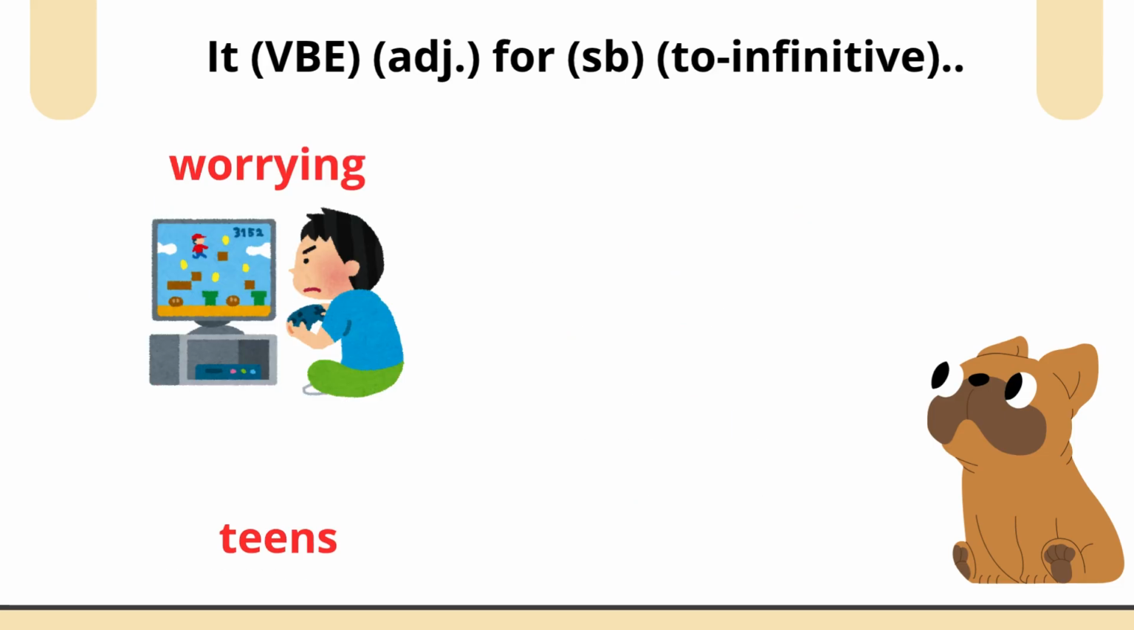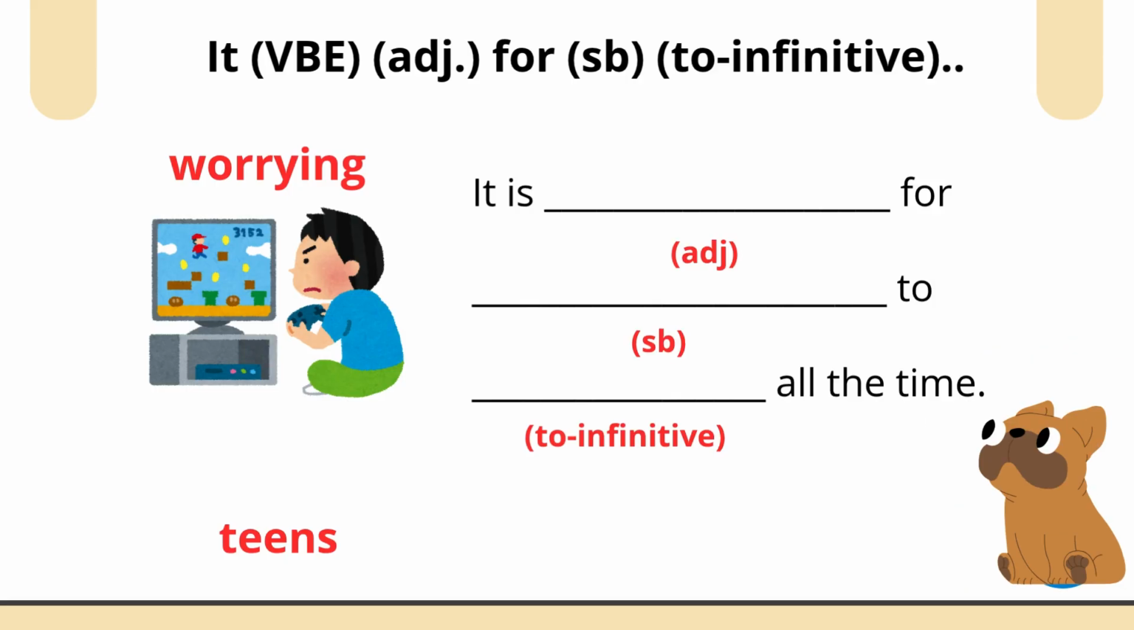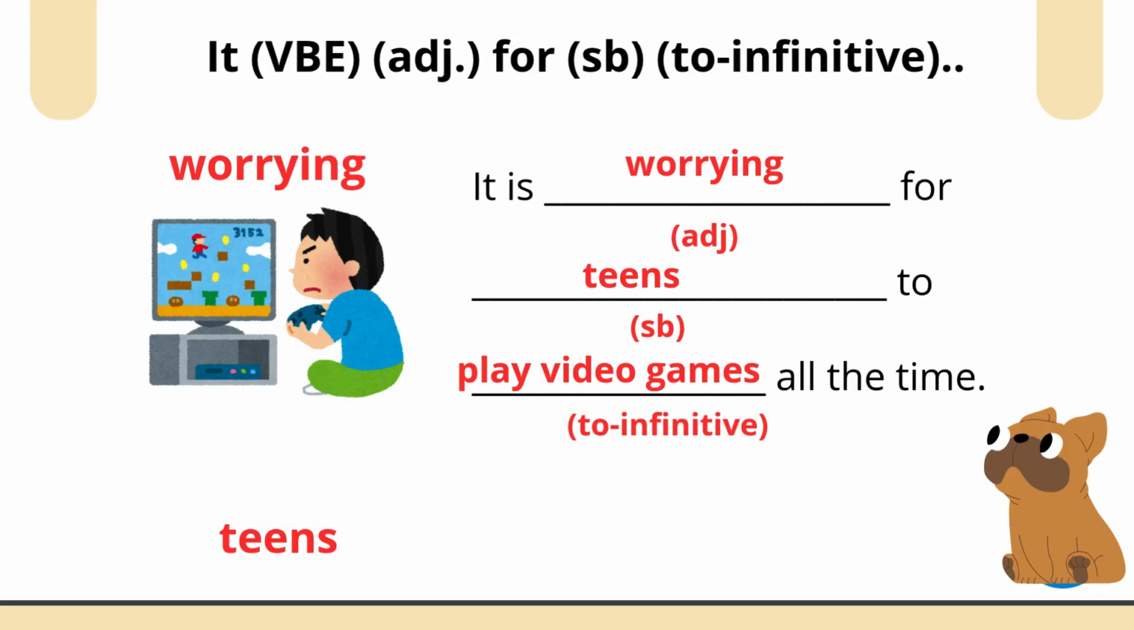Another example for this sentence pattern. In the picture, you can see there's a teen playing video games all the time, and the adjective provided by the question is worrying. And this gives us the hint of how to formulate a sentence. Again, we will begin with the words it is, and we put an adjective after it, which is worrying. So, it is worrying for who? For teens. To do what? To play video games all the time. And here is the model answer.